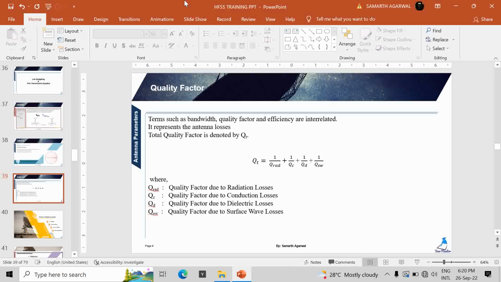These losses we'll see in the next module, which is our third module, antenna feeds and losses. We'll continue in the next session, where we'll start the next module, antenna feeds and losses. Before starting, I will also give a brief description of that module.